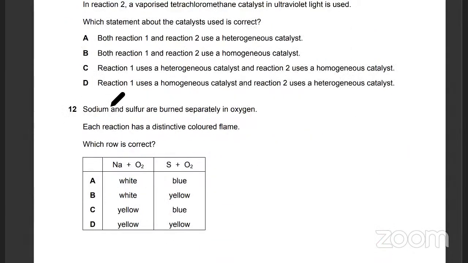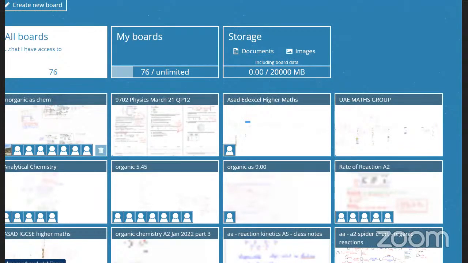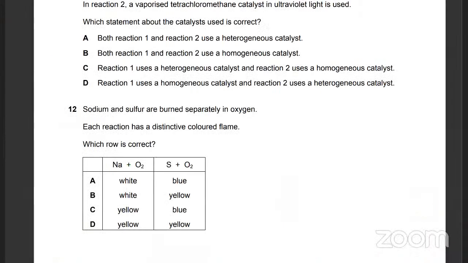So let's quickly do this one. Sodium and sulfur are burned separately. What are the flame colors? Yellow for sodium, and sulfur is blue. Yes, sulfur is blue and sodium is yellow, so it's C. Can you send the table or any data about these colors? Just one second, I mean, this is the same sheet.